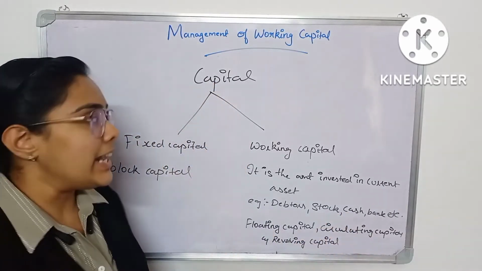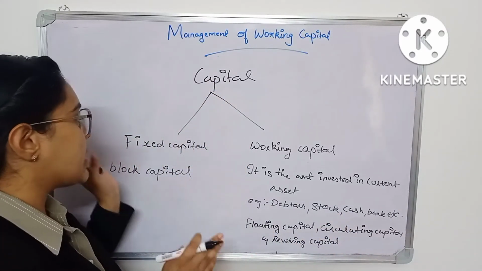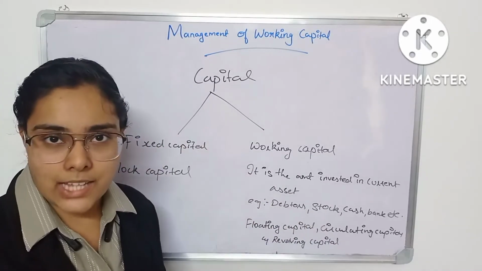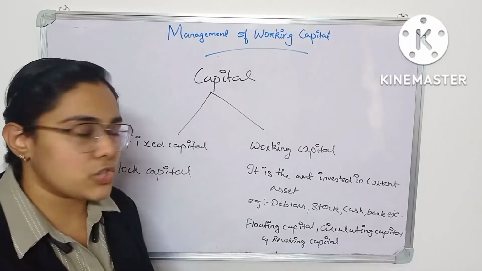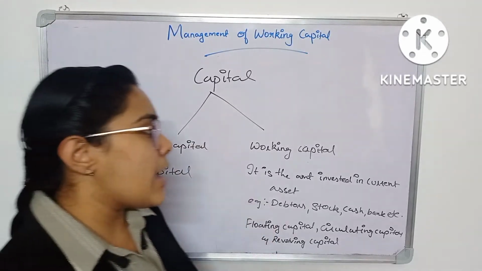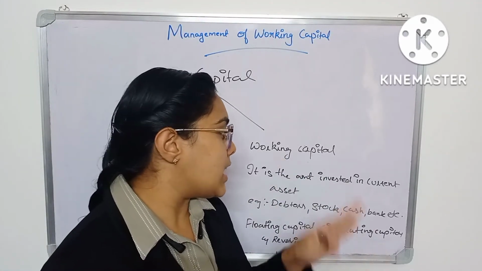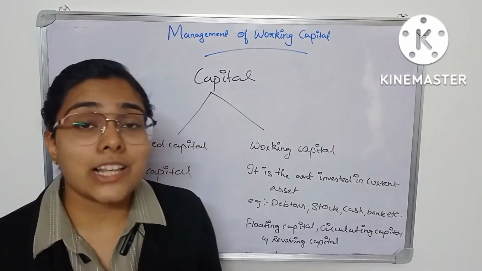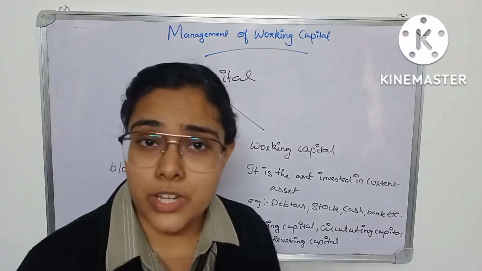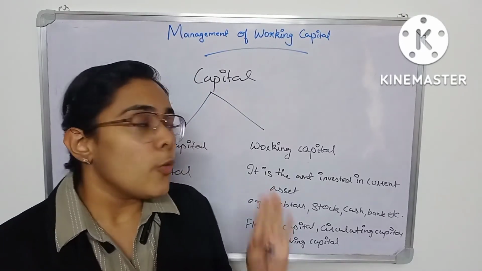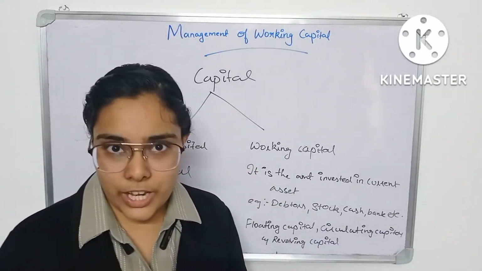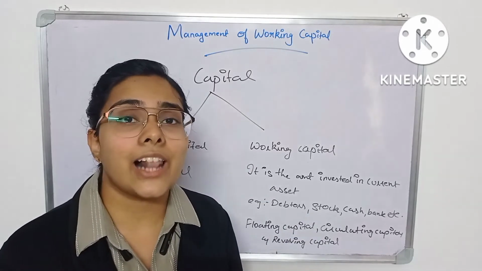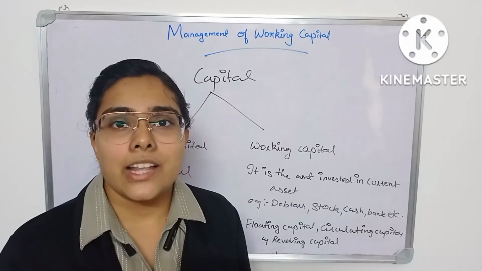So mainly capital will be divided into two types, that is fixed capital and working capital. Fixed capital is for purchasing the fixed assets such as land, building, machinery, etc. And working capital is the amount that is invested in current assets. In other words, you can also call it the capital that is required for the day-to-day operations of business. In the coming videos, we will be discussing working capital management, the methods of calculating working capital, and so on.